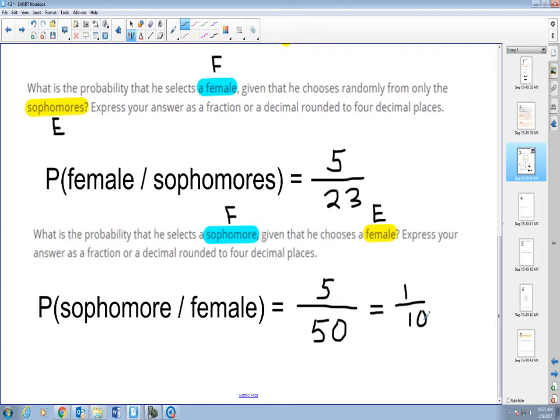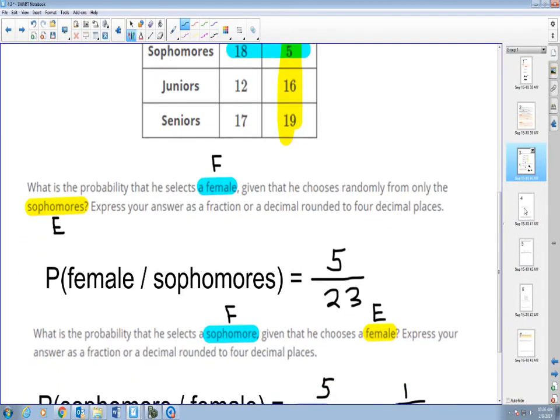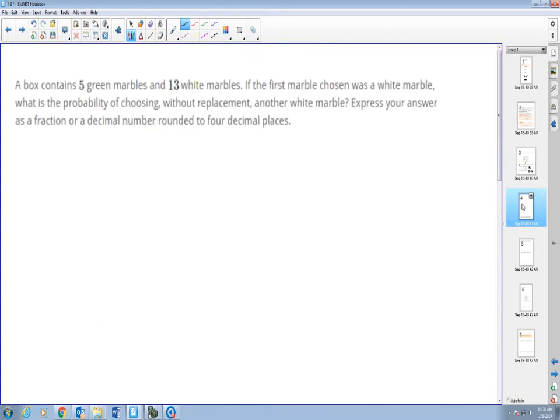Okay, very strange, very, very different way of looking at it. When you reverse the same question, what's in the denominator here changes dramatically. Female first, then sophomore. So this part is both female and sophomore, but what you have to divide by the second time here is all the females. Alright, conditional probability.